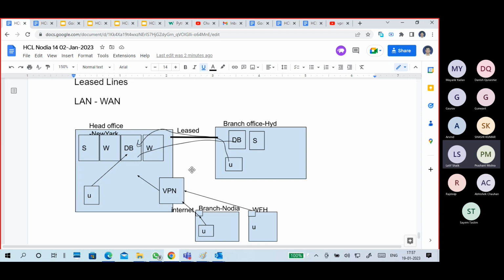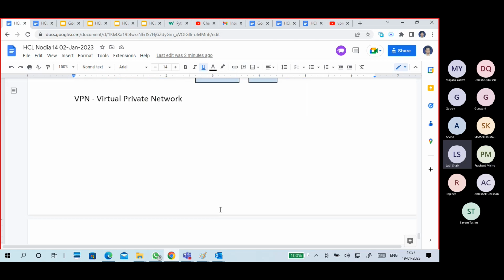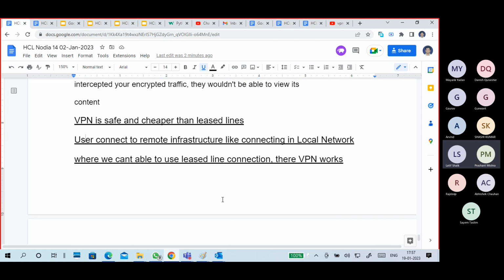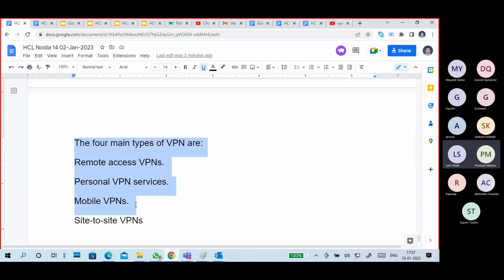This is one VPN server given to the internet. You are connecting to the VPN through the internet, so from anywhere you can connect. From anywhere you can access your infrastructure, your data, your private network. Users connect to remote infrastructure as if connecting in a local network, where we cannot use a leased line connection. There VPN works. There are different types of VPNs.